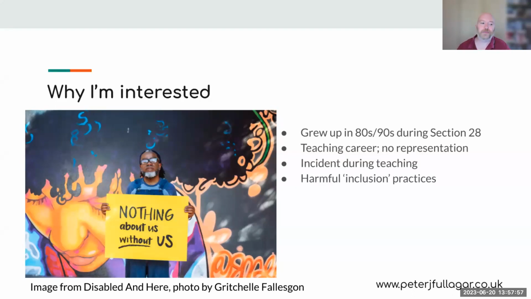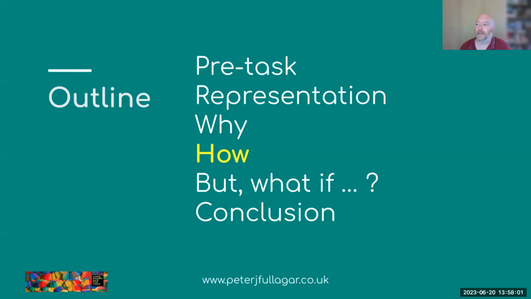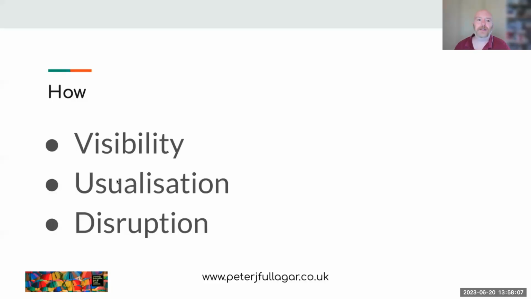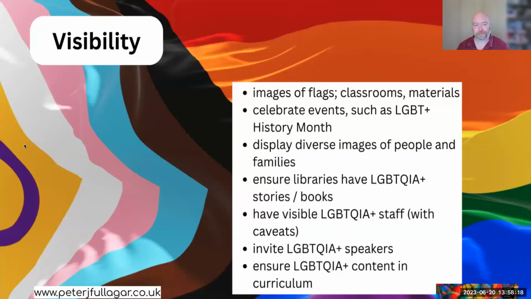And so this is where I'm going to move on to talk about how. And I'm going to talk about three different things. And these three things are visibility, utilization, and disruption. So the first one, visibility. This is something that I see as being within the classroom itself.